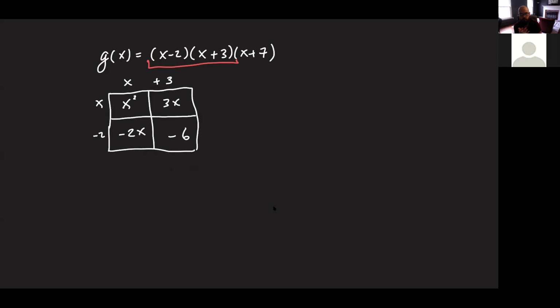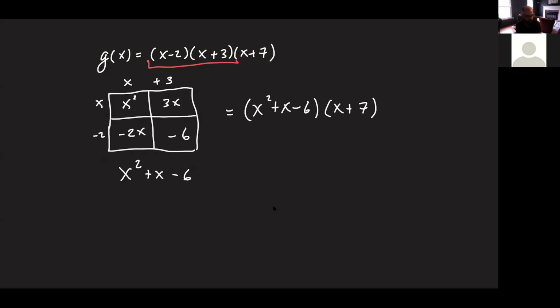So what I'm doing is thinking the length of the rectangle is x plus 3, the height is x minus 2. In order to find the area, I'm going to add up all of these together. So we would get x squared, and then 3x minus 2x is plus x, minus 6. What this tells me is, if I bring this down, x minus 2 times x plus 3 is x squared plus x minus 6. And I want to multiply all that by x plus 7.